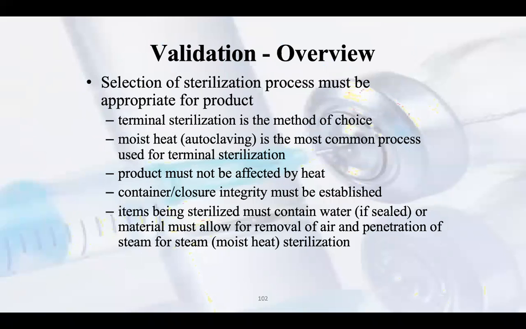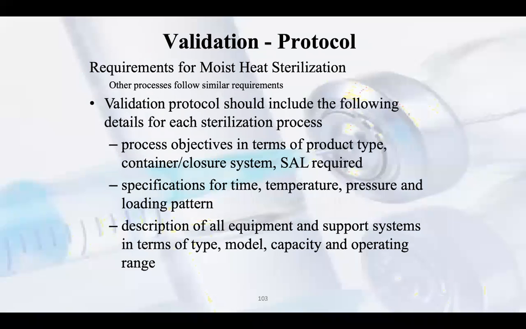Selection of the sterilization process must be appropriate for the product. Where possible, terminal sterilization is the method of choice. Moist heat is the most common process used for terminal sterilization. The product must not be affected by heat. Container closure integrity must be established. Items being sterilized must contain water if sealed. Or the material must allow for removal of air and penetration of steam for steam sterilization.